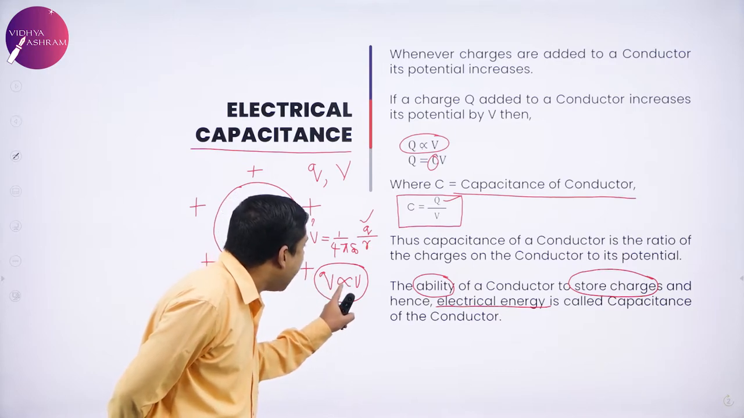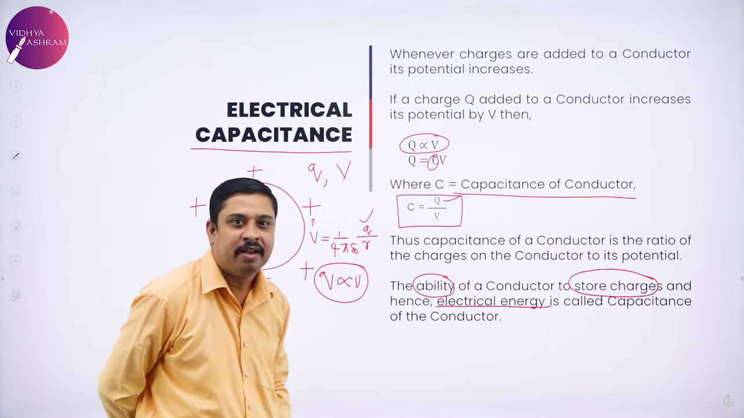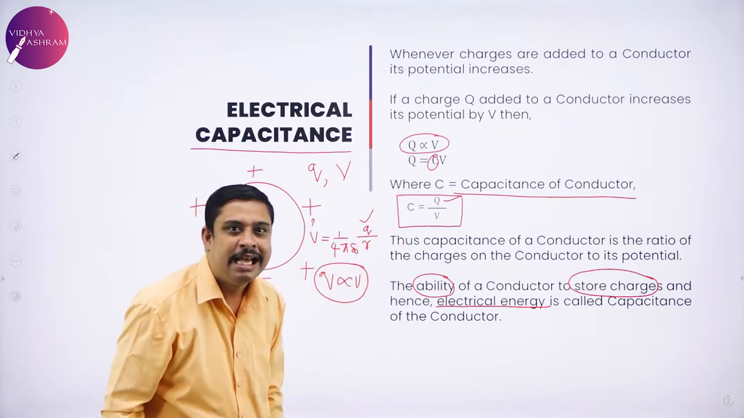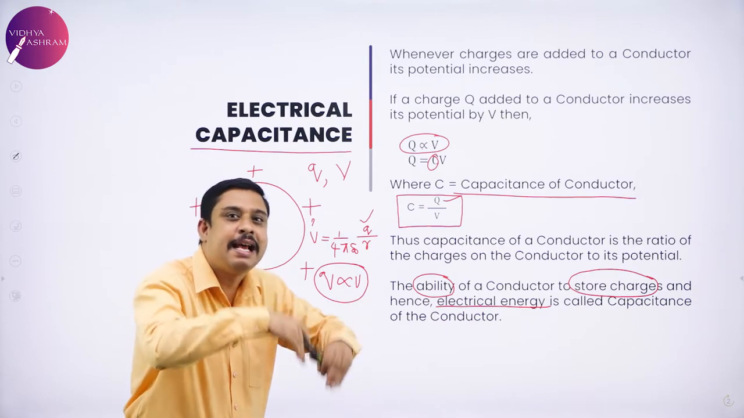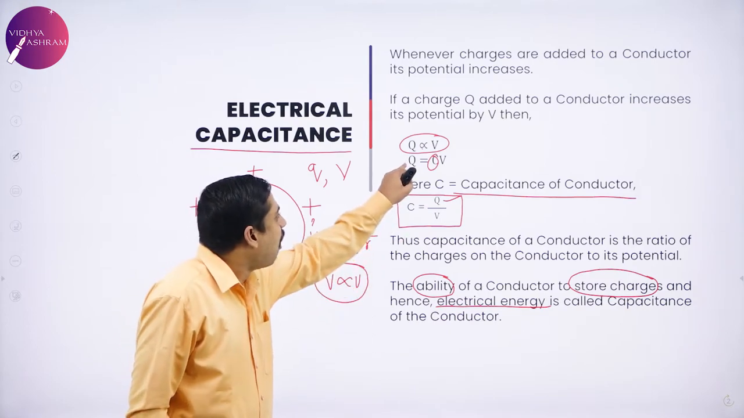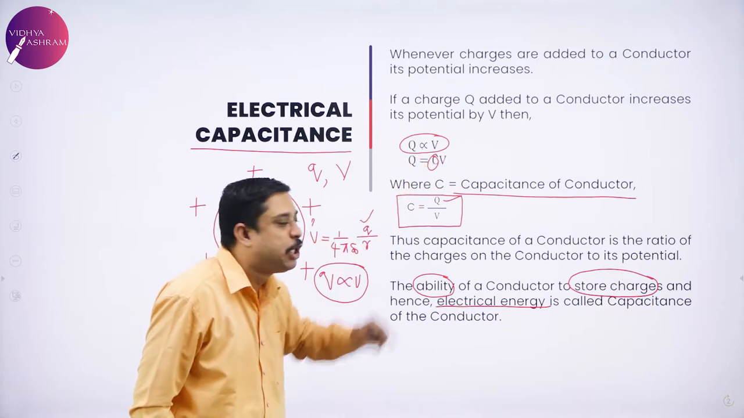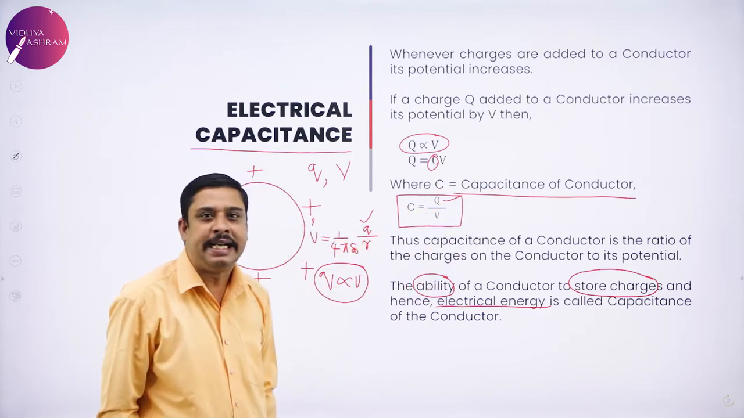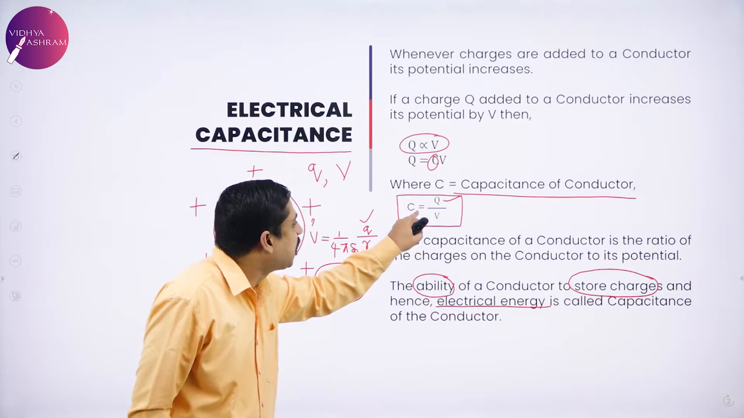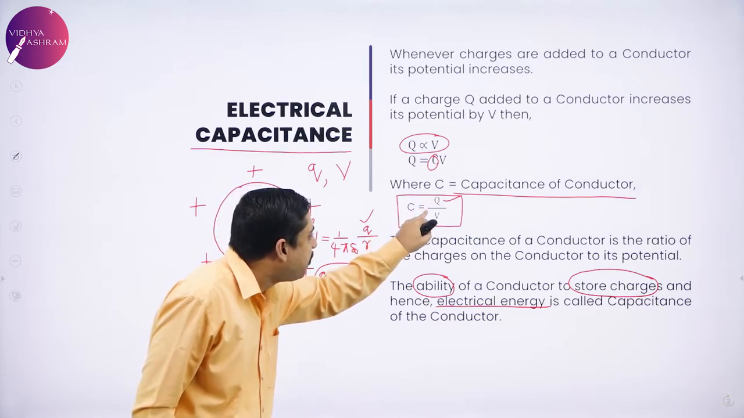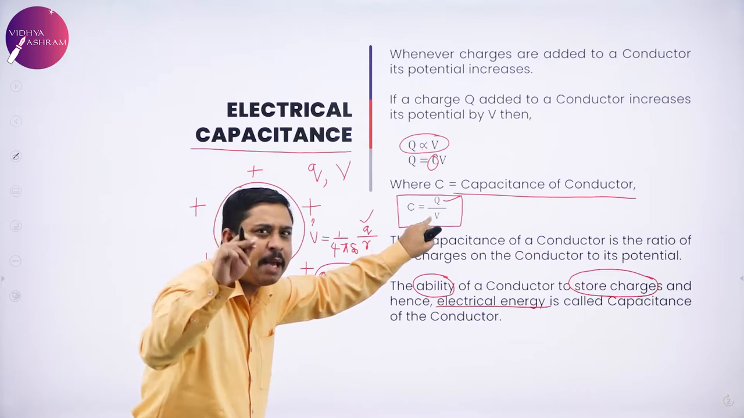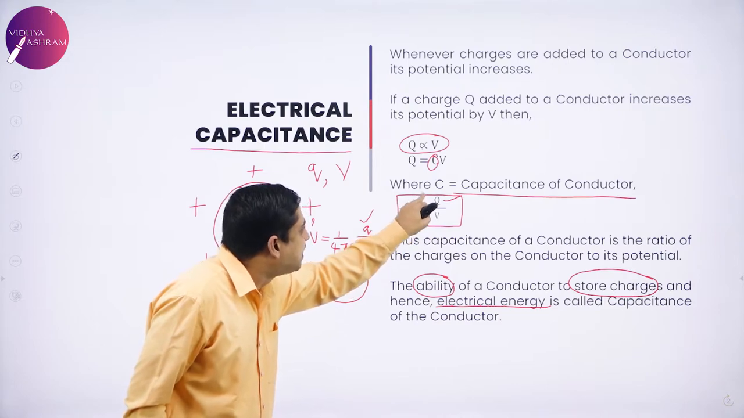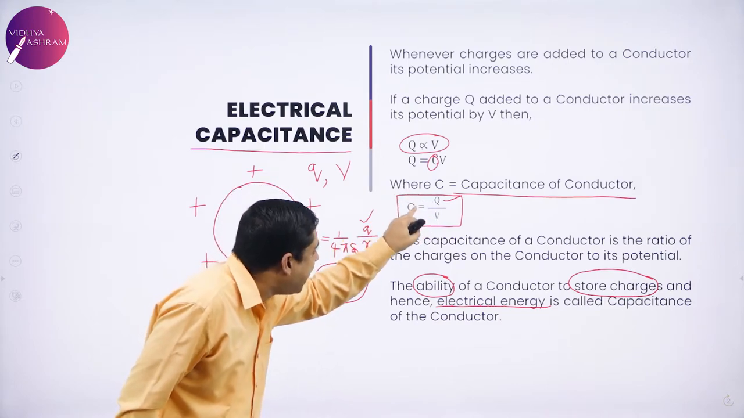Q is directly proportional to V. More number of charges, more is the potential. Less number of charges, less is the potential. Or Q equals C into V. What was C? Capacitance of a conductor. C equals Q divided by V. Kindly keep this expression in thought. Capacitance is always equal to Q divided by V.